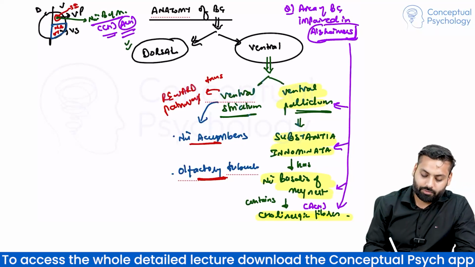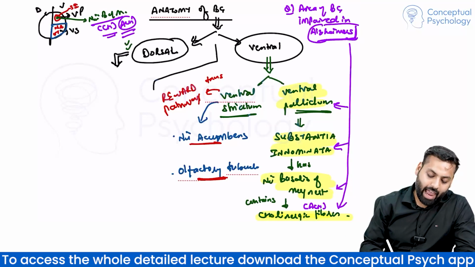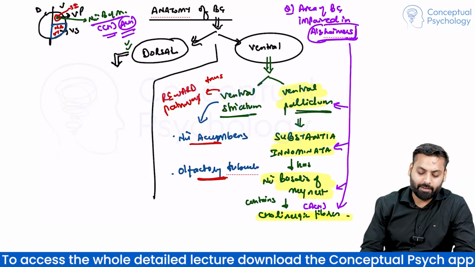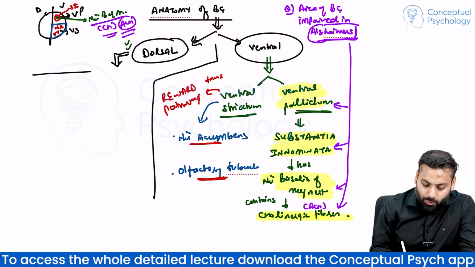Now coming to the dorsal part of the basal ganglia, which we actually consider as basal ganglia. We usually don't read the ventral basal ganglia because dorsal is main for us. So dorsal basal ganglia is composed of three things.